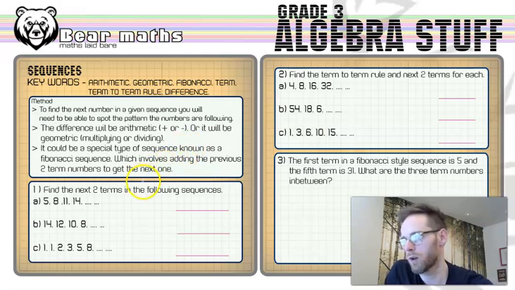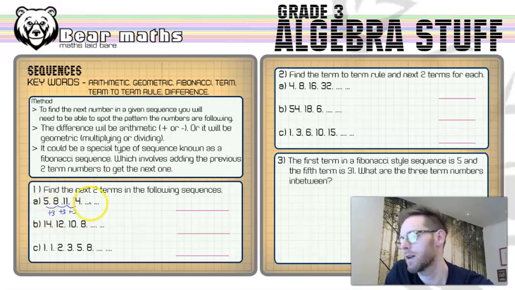You might be able to spot one of these questions that I've written in this first box here. So number one, find the next two terms in the following sequence. Let's try this. Let's see if we go from 5 to 8. What's the difference between 5 and 8? 8 take away 5 is 3. So we're going to go plus 3 to get from 5 to 8. Plus 3 gets us to 11. And plus 3 gets us to 14.